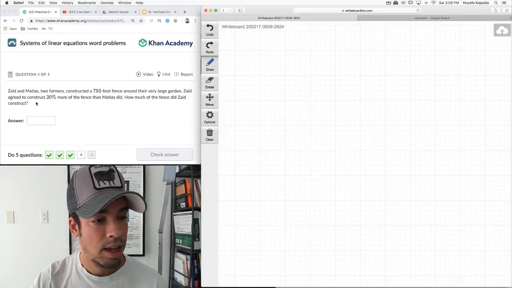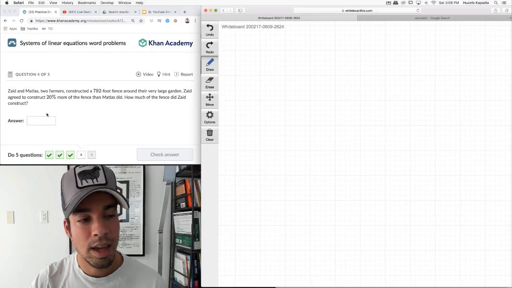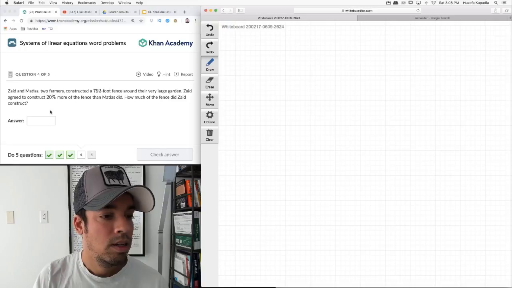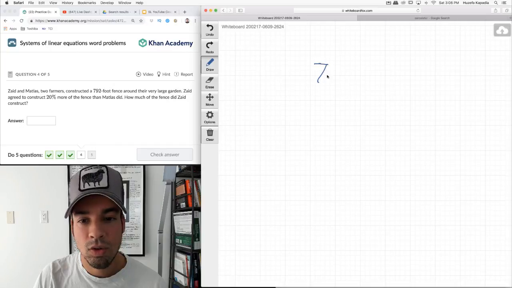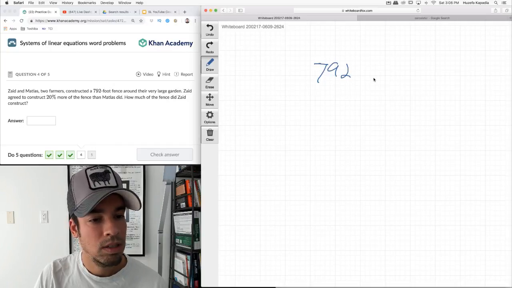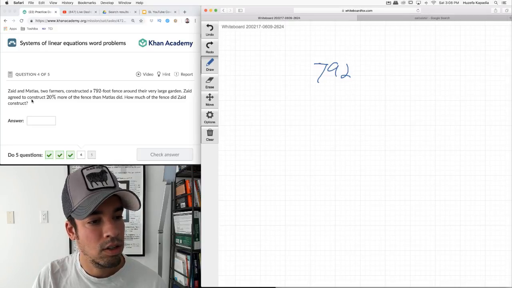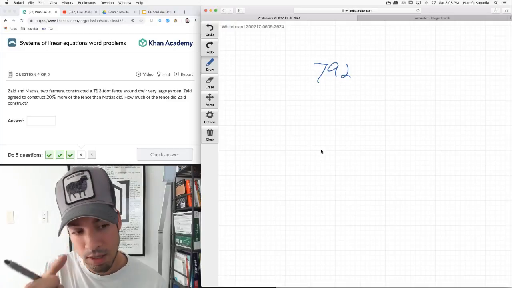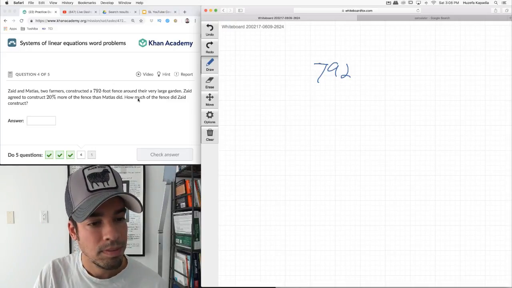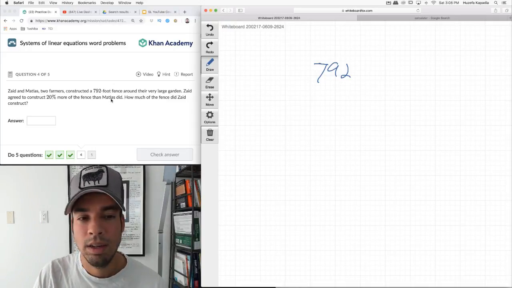Okay, so check it out. This is not a multiple choice. This is a grid-in problem, which we have to be extra careful with. Zaid and Matthias, two farmers, constructed a 792-foot fence around their very large garden. Zaid agreed to construct 20% more of the fence than Matthias did.